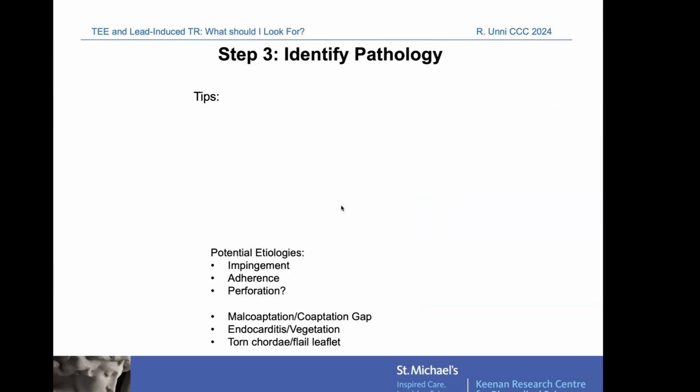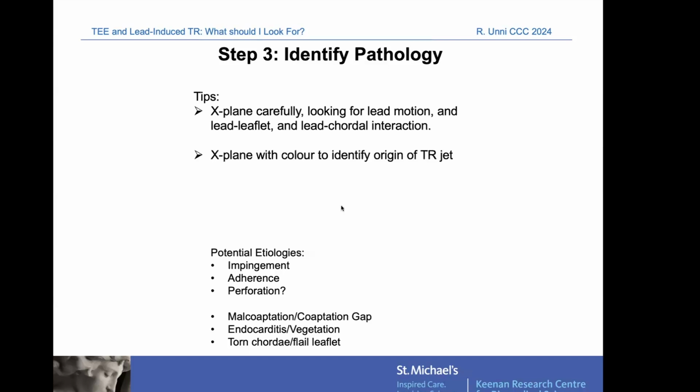Okay, step 3, identifying the pathology. So this is where very careful X-plane looking for lead motion and then lead leaflet and lead chordal interaction is important. X-plane with color to identify the origin of the TR jet can help. And then 3D and MPR are also extremely helpful. And we're trying to identify those potential etiologies that we saw: impingement, adherence, perforation, and then all the other causes of TR as well. Is there malcoaptation or coaptation gap? Is there endocarditis? Is there a torn chordae or a flail leaflet, etc.?